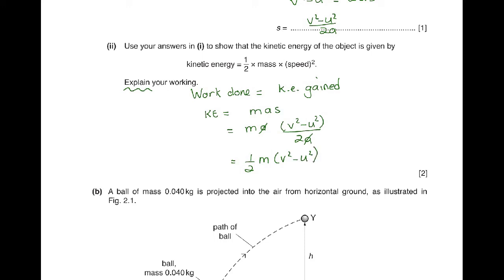And if you're wondering, why is that different from our usual half mv squared? Well, we've got a change in kinetic energy here. Remember, the kinetic energy is increasing, so half m times u squared would be the initial kinetic energy. Half m times v squared would be the final kinetic energy after the acceleration. And using that bracket there with the v squared minus u squared gives us the difference between them. It's the gain in kinetic energy.